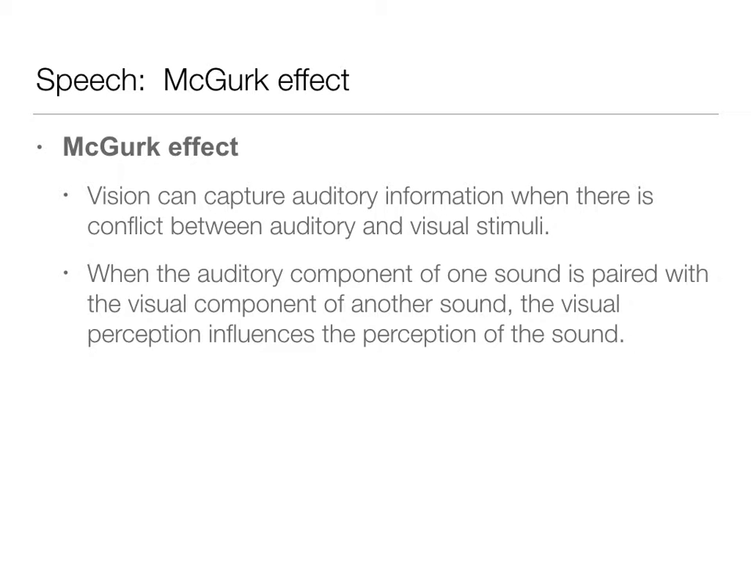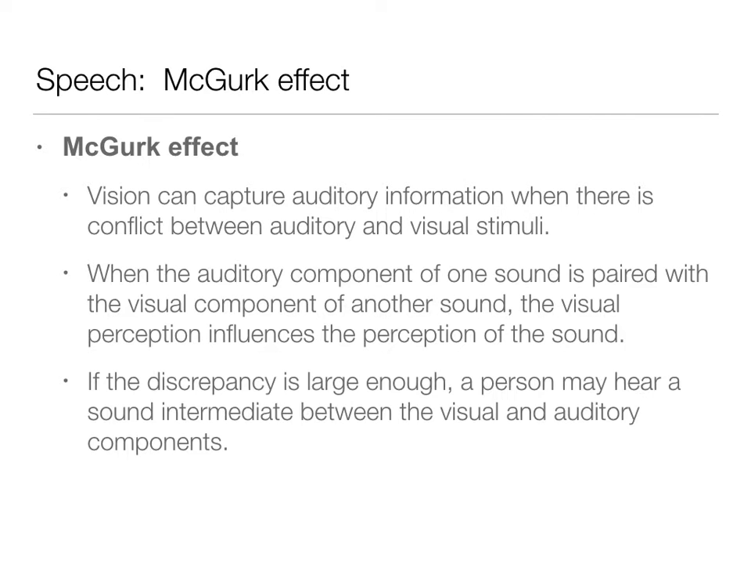So what the McGurk effect does is it pairs one auditory component with a visual component. And both of these are going to be different sounds. So the lips are going to be saying one thing and the auditory is going to be saying something else. And what we'll see is this will really influence that perception of the sound. And if the discrepancy is large enough, the person might actually get a third perception.